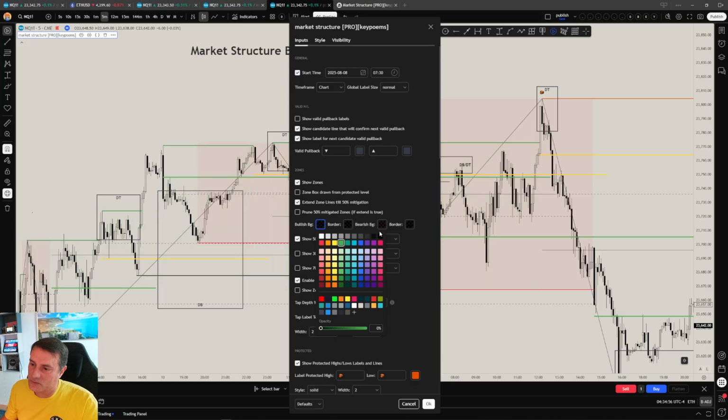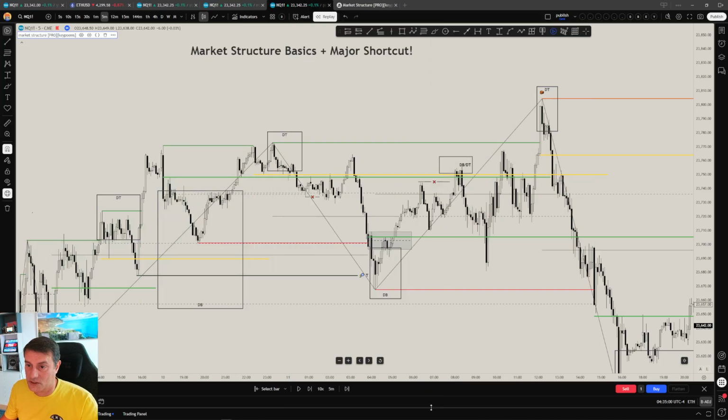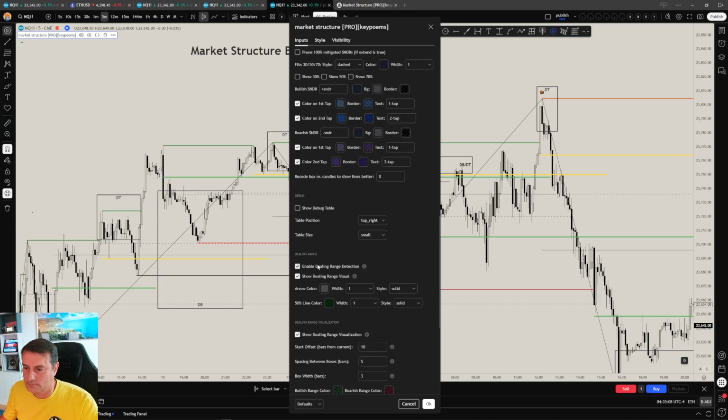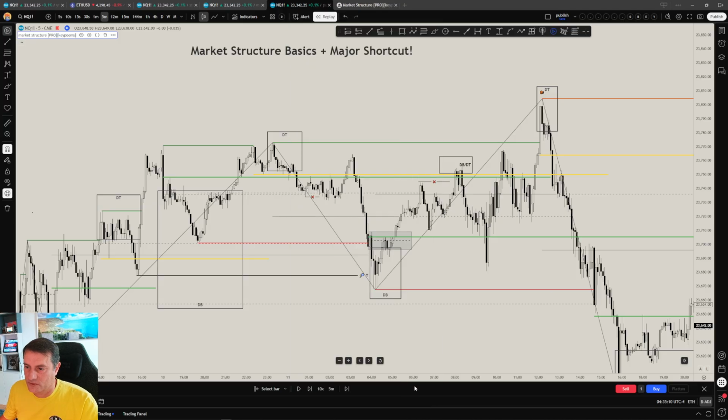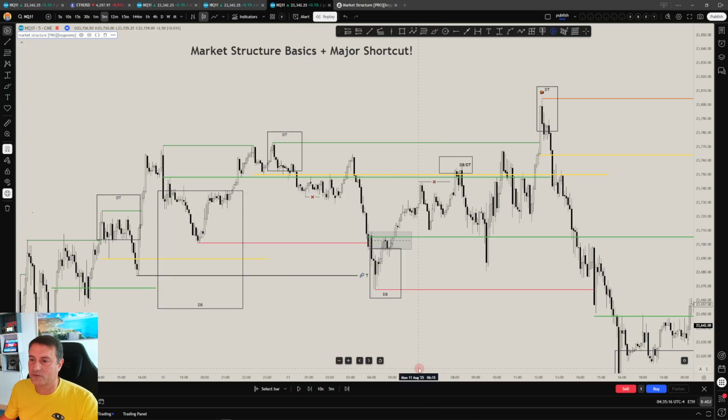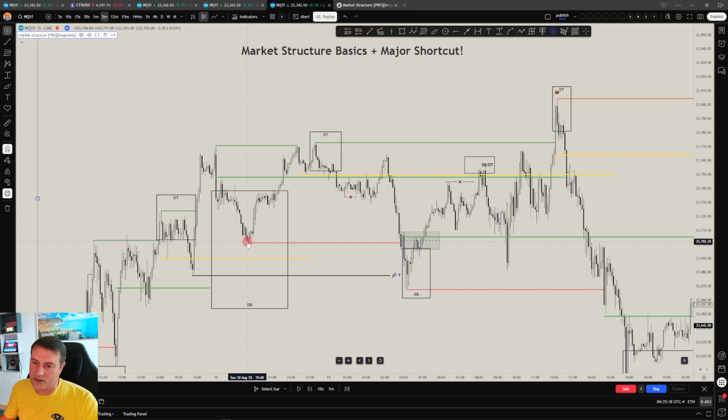Yeah, so you need to be sensible with what you turn on and what you want to see, because there's a lot of information. But the important thing, remove the dealing ranges. Remove the dealing ranges. Remove the 50%. Otherwise you get overwhelmed if you're not familiar with it.